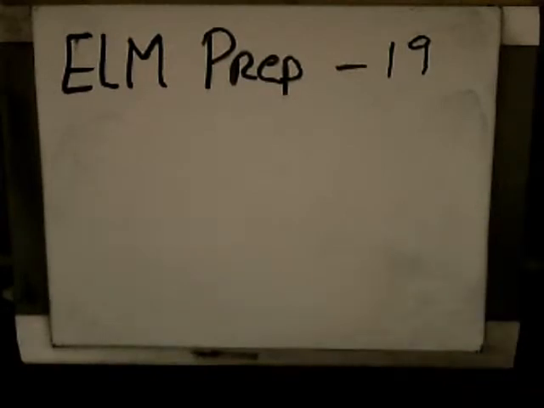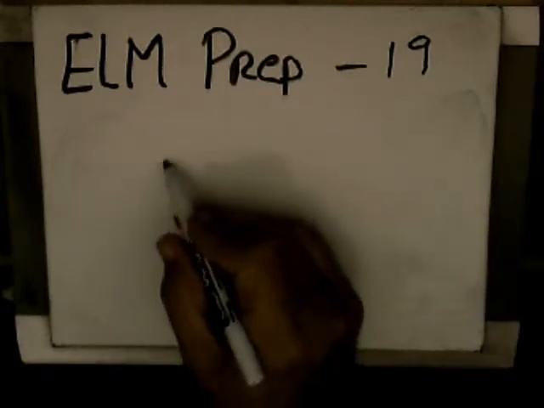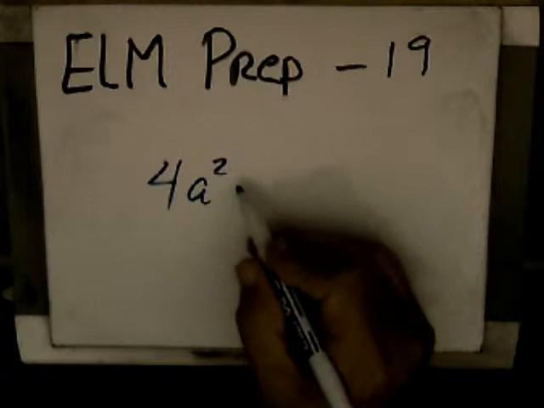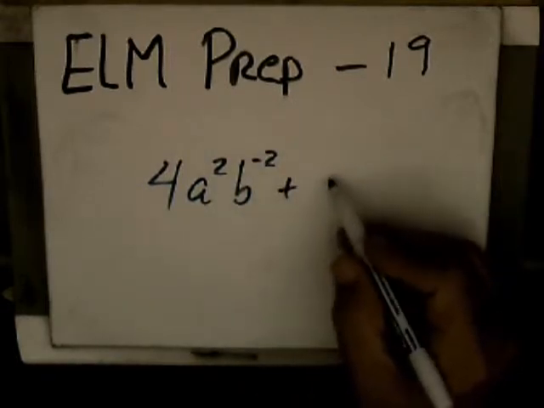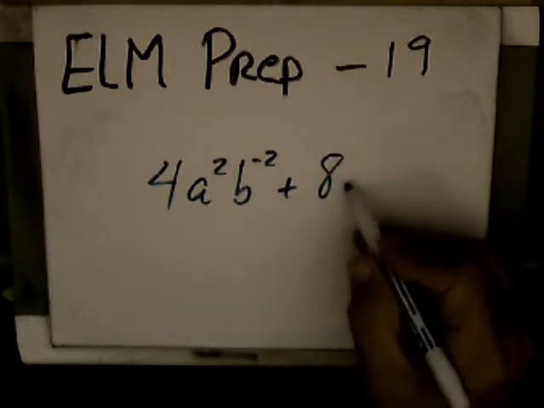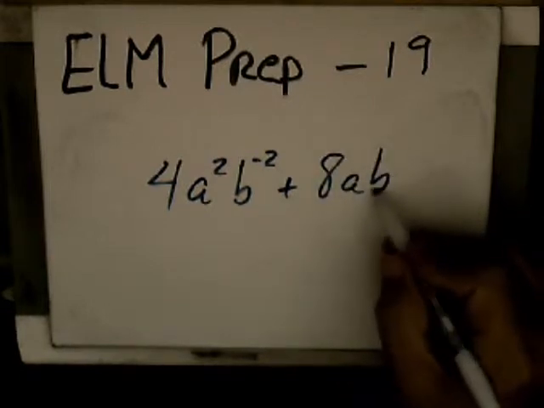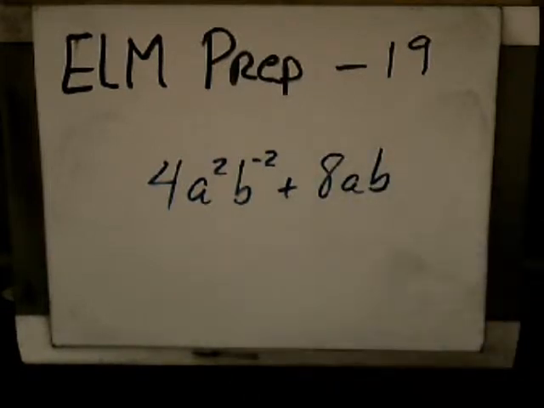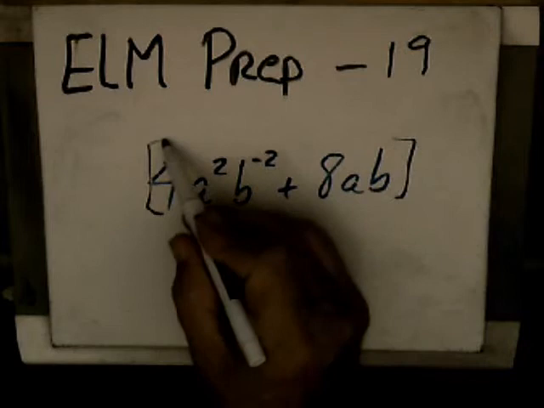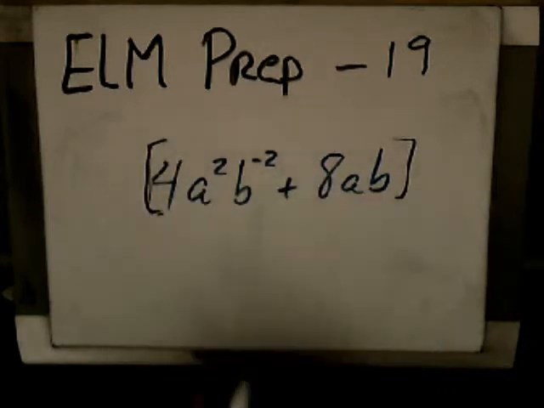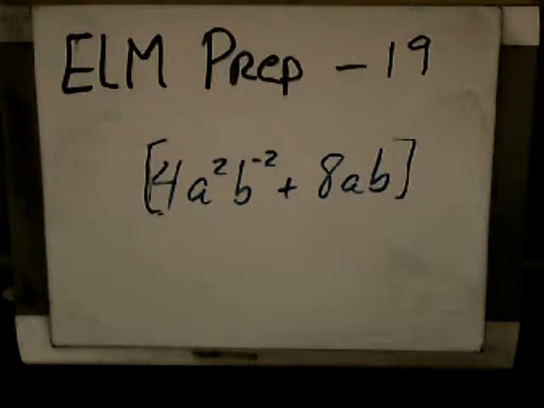All right, let's go back to 4a squared b to the minus 2 plus 8ab. Okay, so the first thing I do to find a common, I'm going to bracket this whole thing, the whole quantity. Then I'm going to look at dividing each of the parts inside.